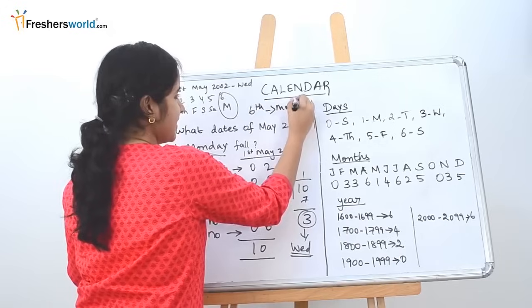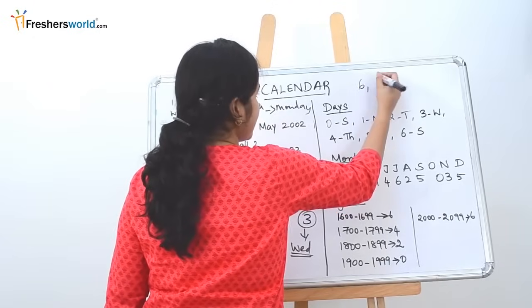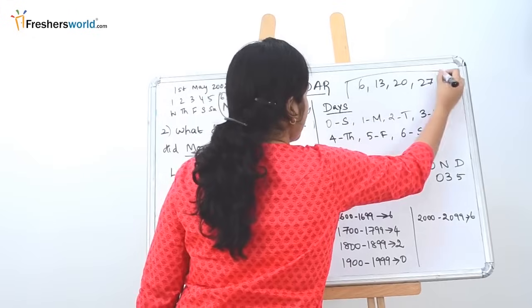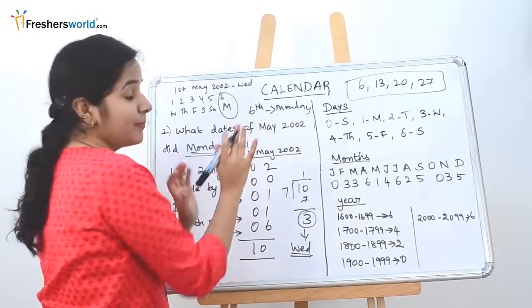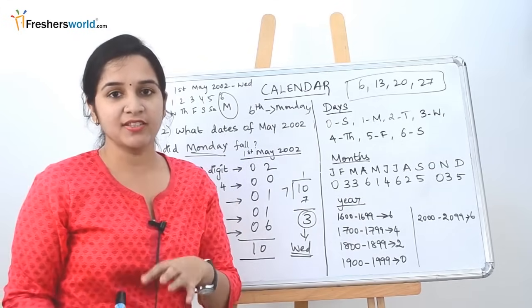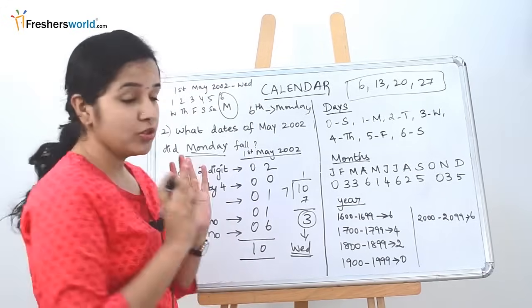How to find the other days? It's very simple. You just have to add 7 to it. So 6th, 13th, 20th, 27th. These are the dates that will fall on Monday in May 2002. So how do they give the options here? They will give you 4 different dates in the 4 options, and they will ask you to find the correct one.